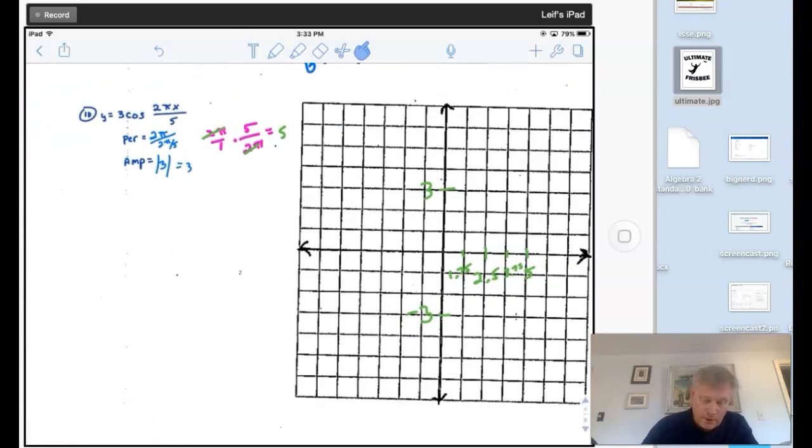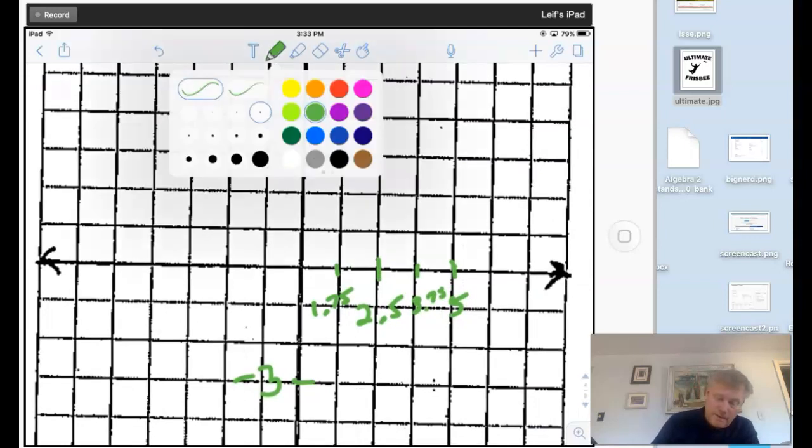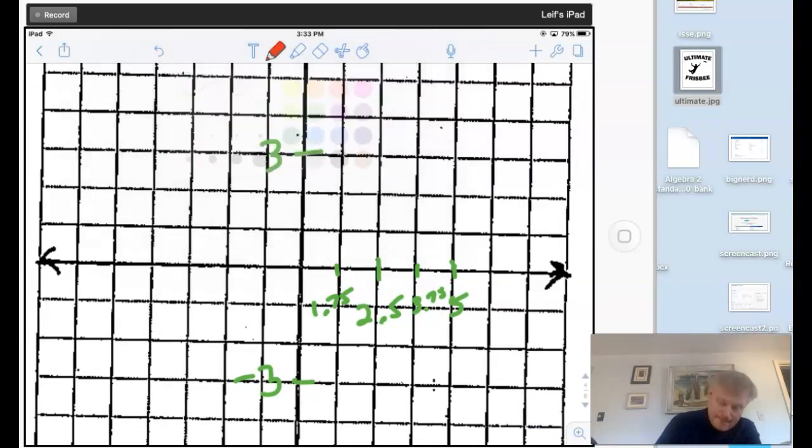Okay, so cosine. Cosine always starts at the top. If it's positive, which it is, it starts and ends at the same point. A period always starts and stops at the same point. So if it's sine and it starts at 0, then it ends at 0 at the end of 1 period. So the halfway point will be there. Back up. There we go. That's all done.